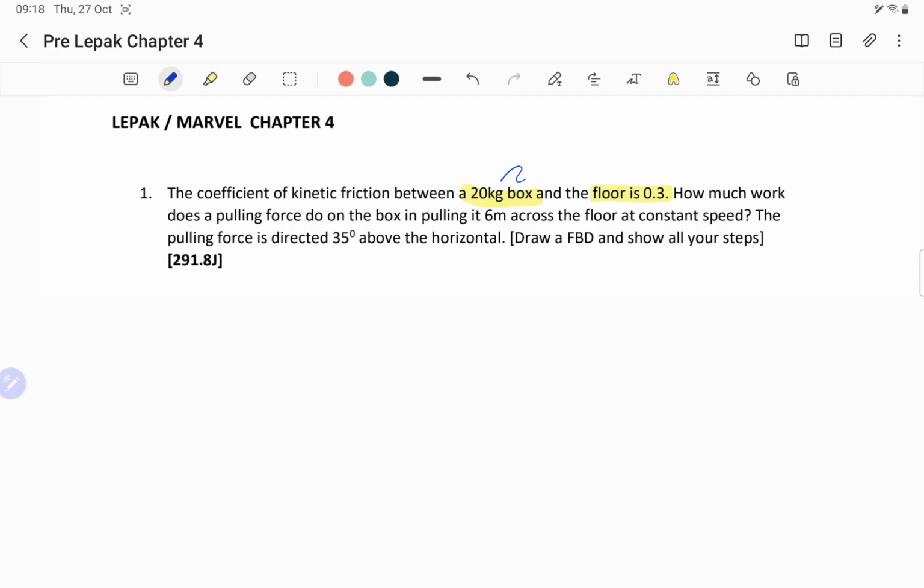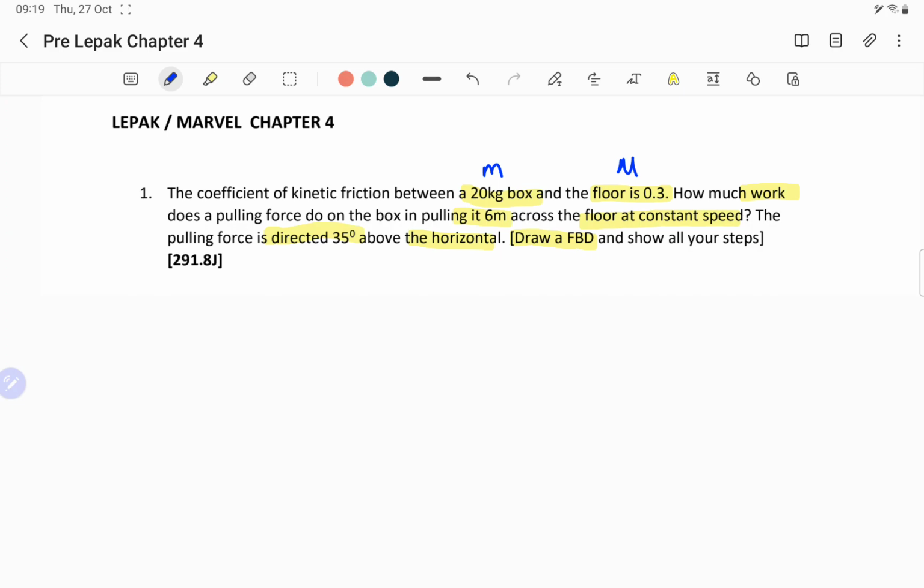So you have the value of the mass m and the coefficient given. They want to determine how much work a pulling force does on the box in pulling it 6 meter. So the displacement is 6 meter across the floor at constant speed, which means you're pulling at a constant speed. The pulling force is directed 35 degrees above the horizontal. They want you to draw a FBD and show all your steps clearly.